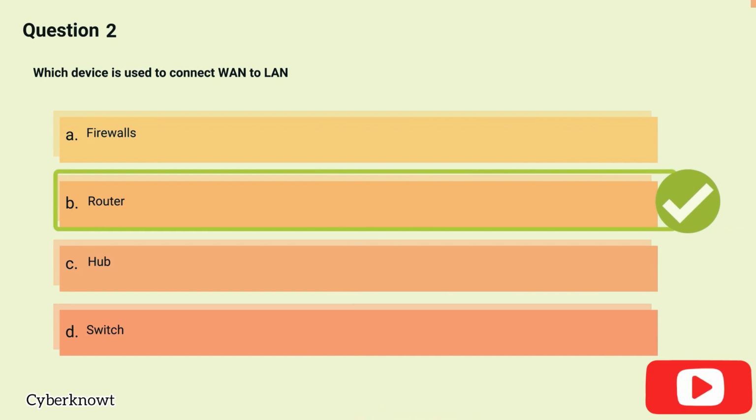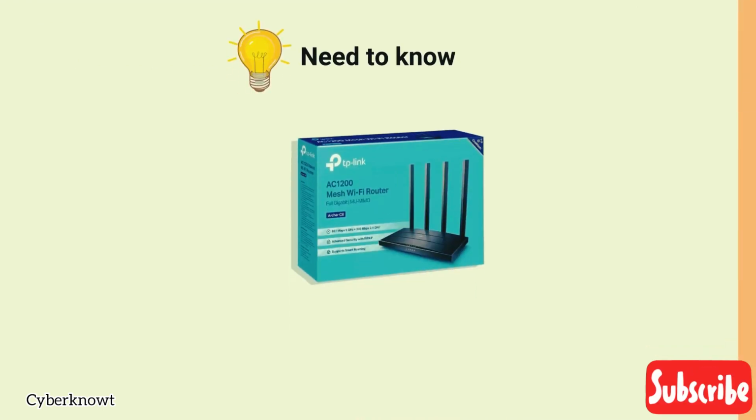Router. Explanation. Routers are used to control traffic flow on networks and are often used to connect similar networks and control traffic flow between them. They're smarter than hubs and switches and determine the most efficient route for the traffic to flow across the network.